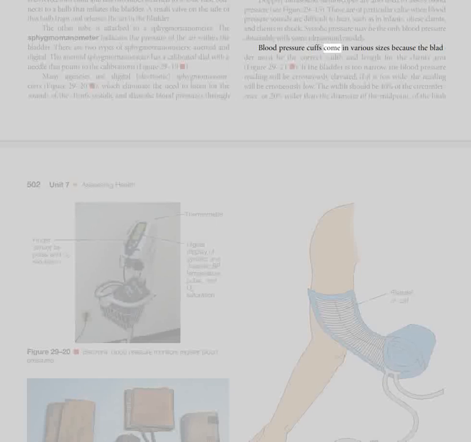Blood pressure cuffs come in various sizes, because the bladder must be the correct width and length for the client's arm, figure 29-21. If the bladder is too narrow, the blood pressure reading will be erroneously elevated. If it is too wide, the reading will be erroneously low. The width should be 40% of the circumference, or 20% wider than the diameter of the midpoint of the limb.